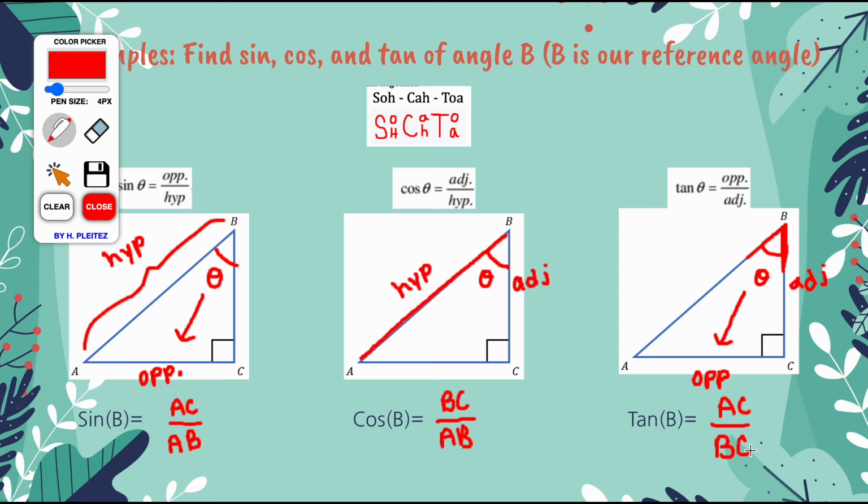Wonderful. So big takeaways here. You want to make sure you're labeling the same exact way before you write your ratios. You are labeling your triangle, labeling your reference angle, labeling your opposite side and hypotenuse side, and labeling your adjacent side as well.